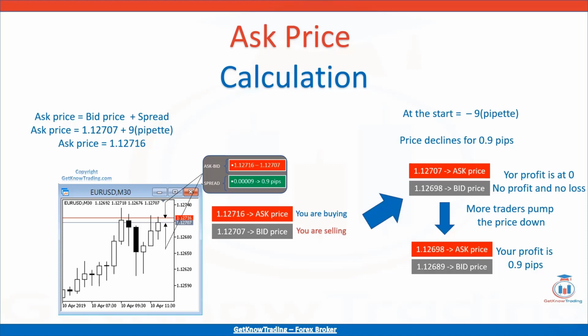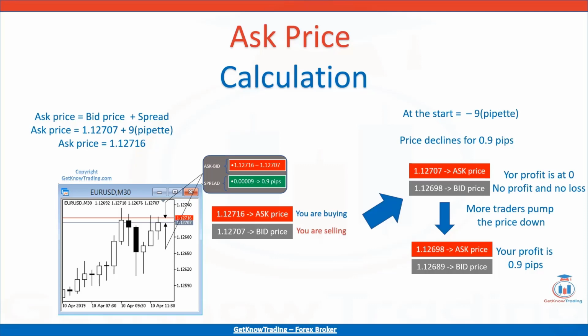So your friend sells the EUR/USD pair and the price of EUR/USD declines. Now you have an ask price at 1.12707 and bid price at 1.12698. If you buy now, you will make no money because the ask price is at the price which is equal to you being at zero, no loss.